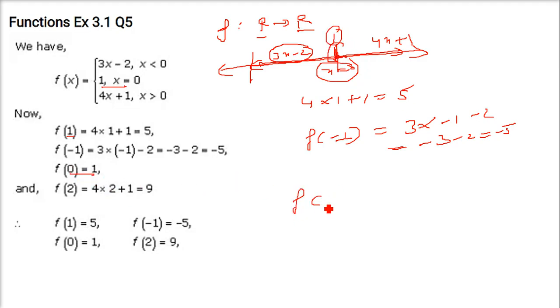How about f2? You have to put 2 here. Now 2 is positive, so you will put it in 4x plus 1. 4 into 2 plus 1, that is 8 plus 1, 9. This is going to be 9.